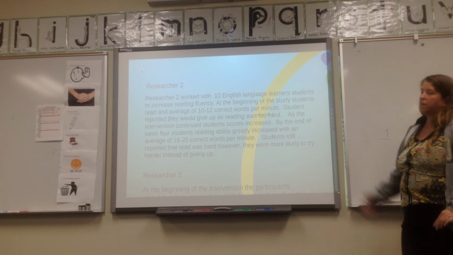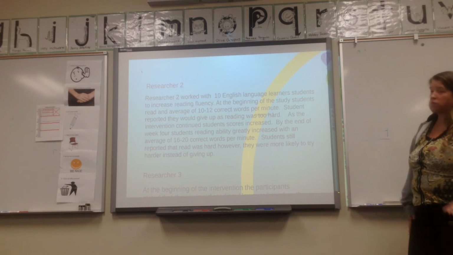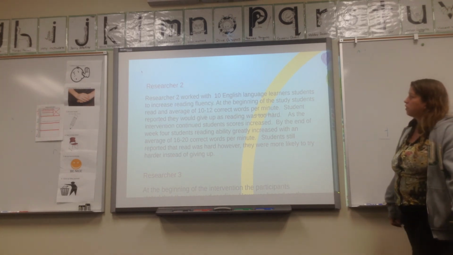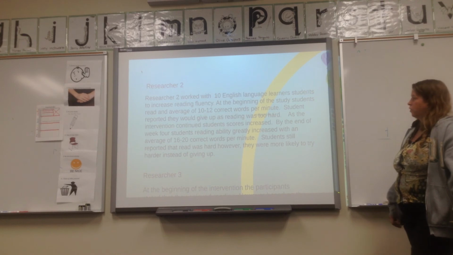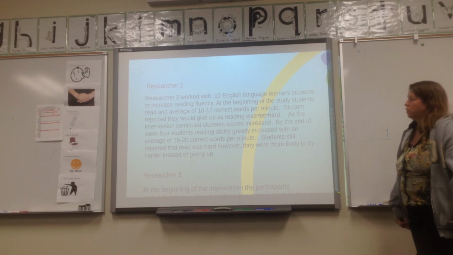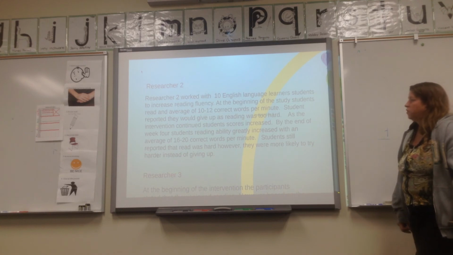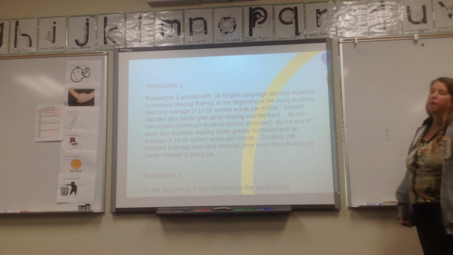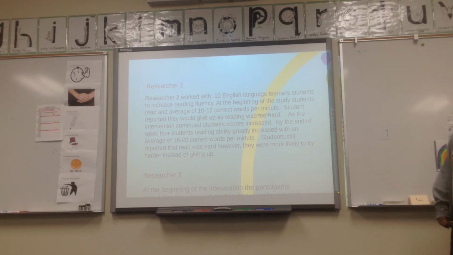The students, like I said, would just kind of give up because it was too hard in the beginning. So as the intervention continued, the scores increased, and by the end, they could read an average of 16 to 20 correct words a minute. The students did say it was still kind of hard for them, but they were less likely to give up and tried to sound the words out.